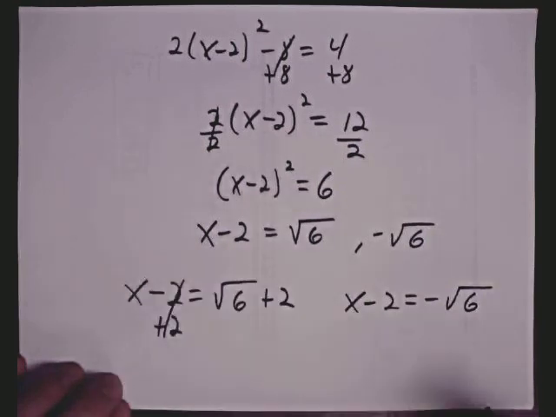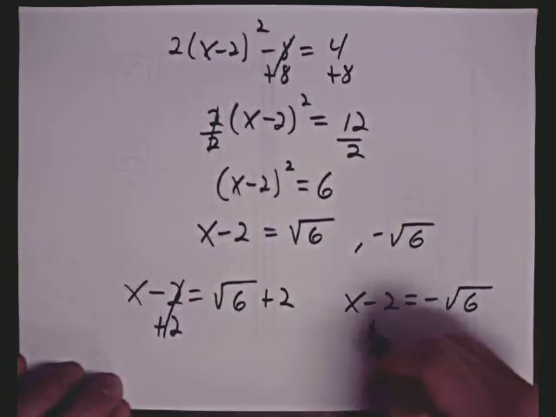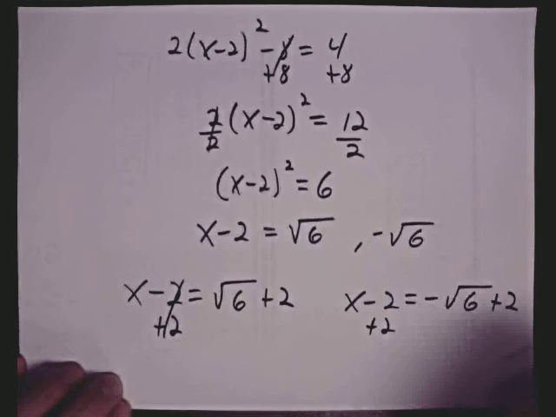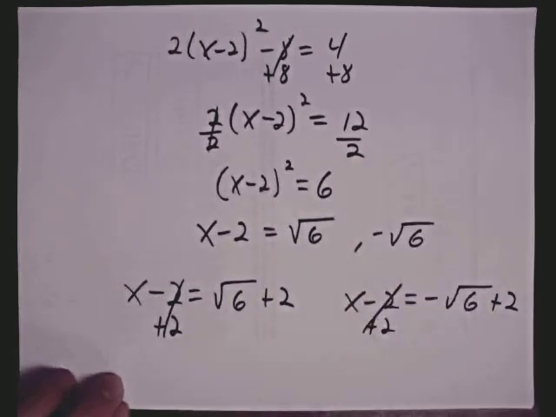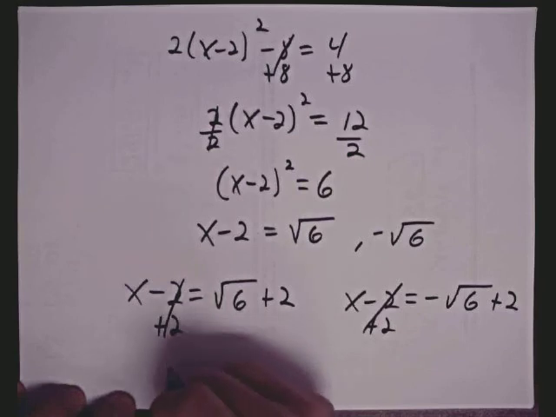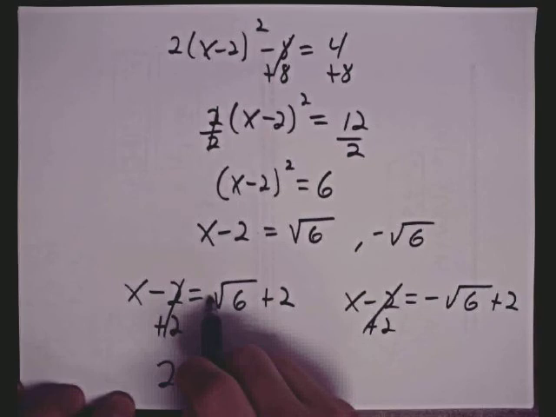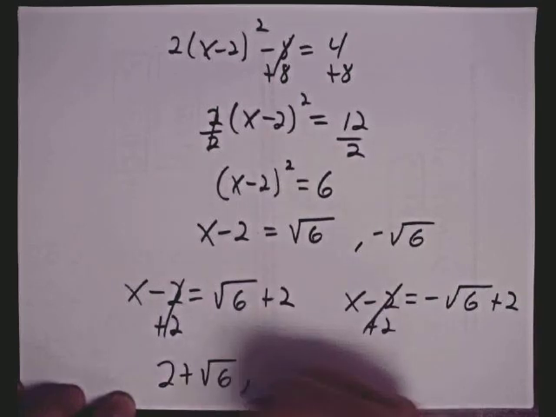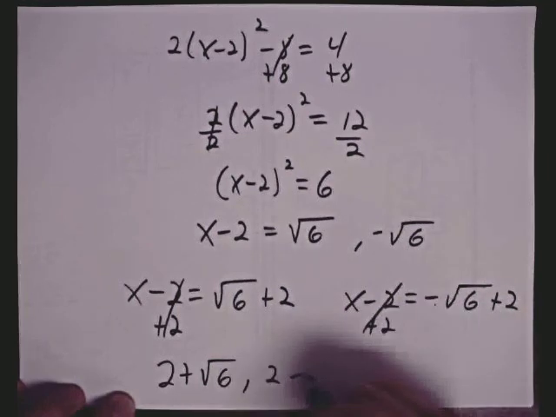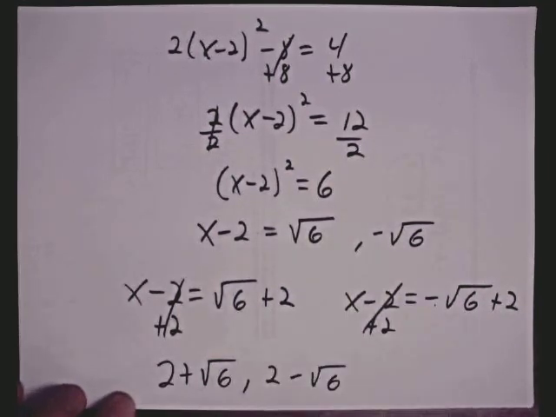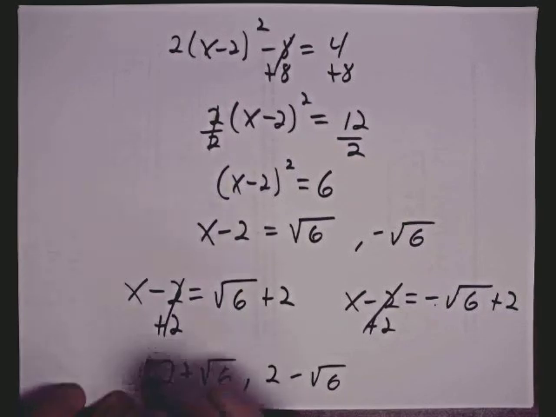That eliminates minus 2. And add 2. That eliminates minus 2. And so our two solutions, the order we'd normally write them in is the square root last, so 2 plus the square root of 6. Since this is a positive, we have a plus. And our second solution, 2 and a negative square root of 6. So 2 plus square root of 6 and 2 minus square root of 6 are the solutions to this problem.